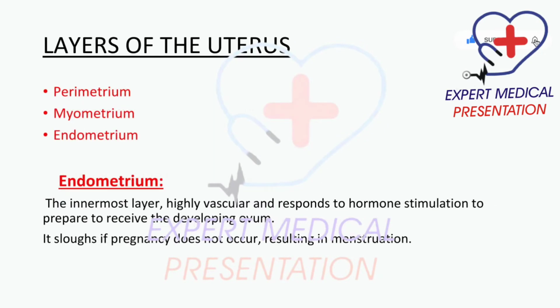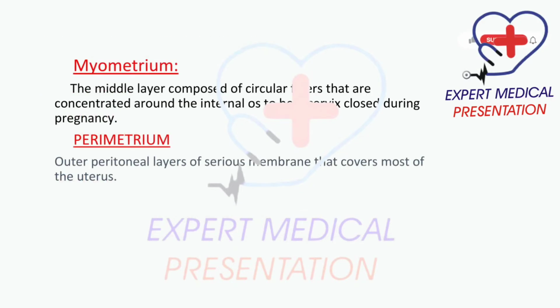Layers of the uterus: parametrium, myometrium, endometrium. Endometrium. The innermost layer, highly vascular, responds to hormone stimulation to prepare to receive the developing ovum. It sloughs if pregnancy does not occur, resulting in menstruation. Myometrium. The middle layer composed of circular fibers that are concentrated around the internal os to help the cervix close during pregnancy. Parametrium. Outer peritoneal layer of serous membrane that covers most of the uterus.